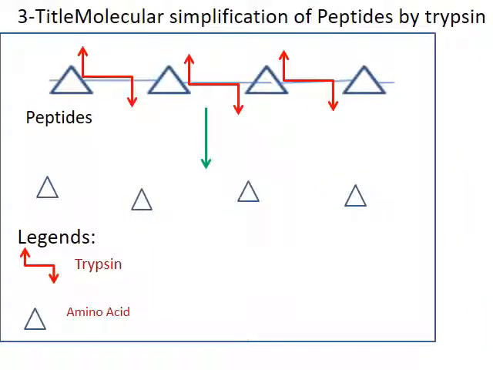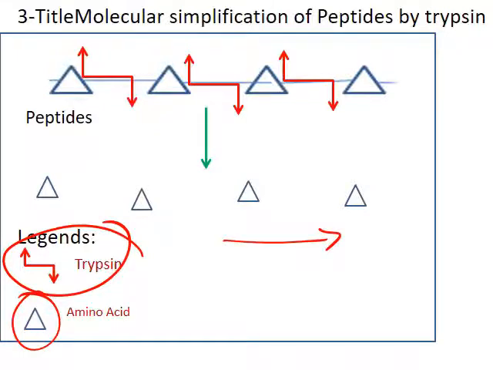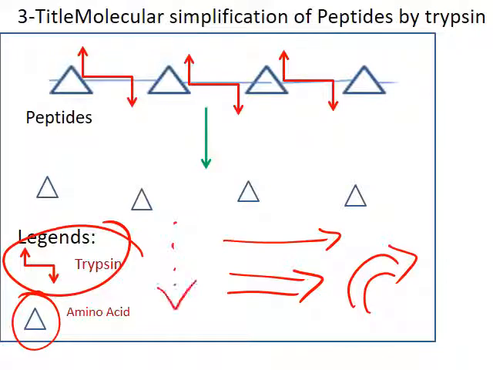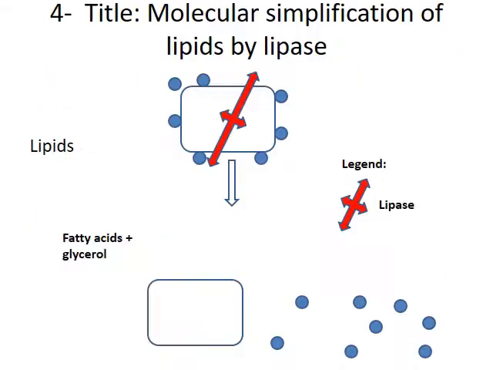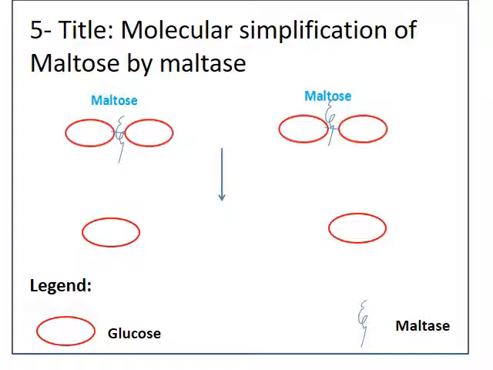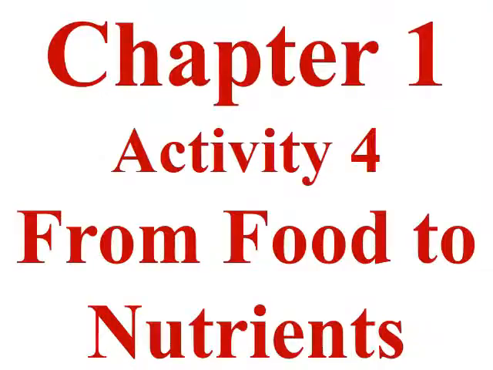Third, molecular simplification of peptides by trypsin, the same idea. You have to give the legend, you have to give the symbol for the enzyme. It doesn't have to be like this, it can be an arrow, a normal arrow, 2 arrows. You can draw whatever you want, simply like this. You can use whatever you want. I use different shapes. This also goes for the simplification of lipids by the enzyme lipase, the same idea. The simplification of maltose by maltase is the easiest one. This is glucose, so maltose is 2 glucose connected together.